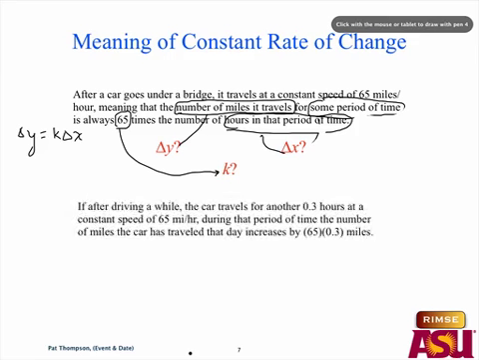Okay, same thing. Same situation. So it's driven a while. Then the car is going to go another 0.3 hours at a constant speed of 65. And during that period of time, the number of miles the car has traveled increases by 0.3 of 65. In 0.3 hours, it's going to increase 0.3 of 65. Okay, identify in this situation, same thing. What's delta y? What's delta x? What's k?